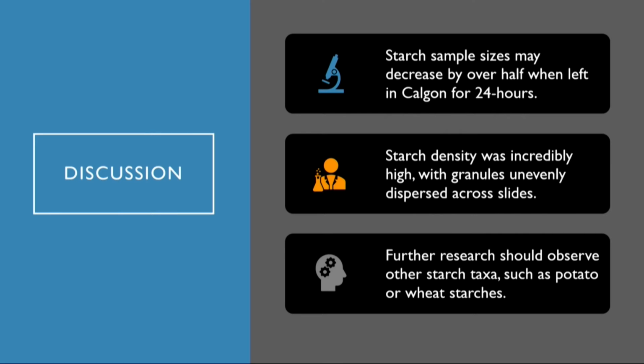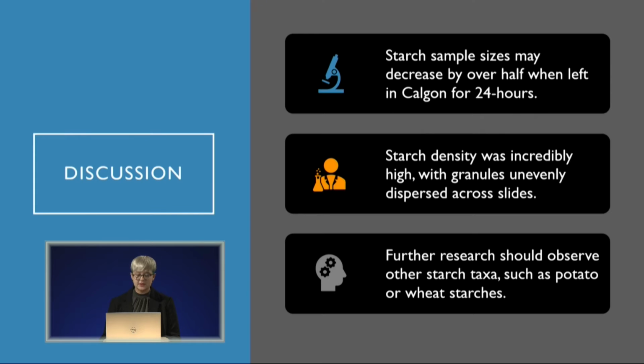In this experiment, the amount of time in which starch is left to soak in Calgon affected starch recovery. Results from the experiment show that starch sample sizes may decrease by over half when left in Calgon for 24 hours, an amount of time common for deflocculation in the field of archaeology.